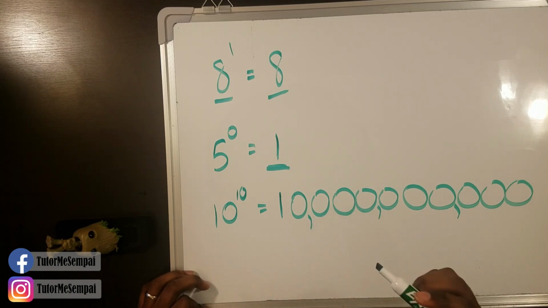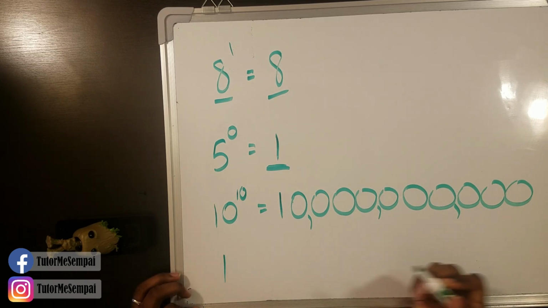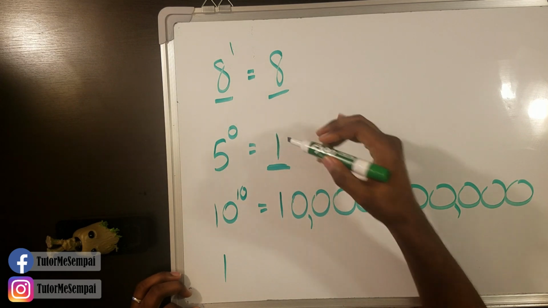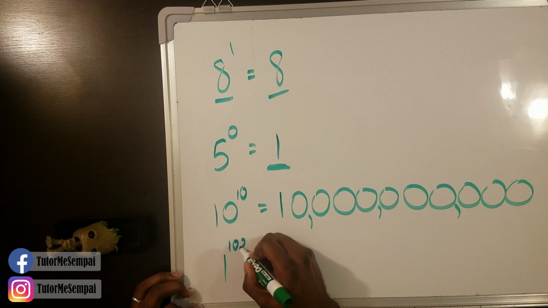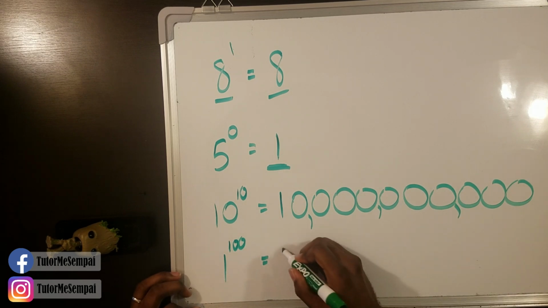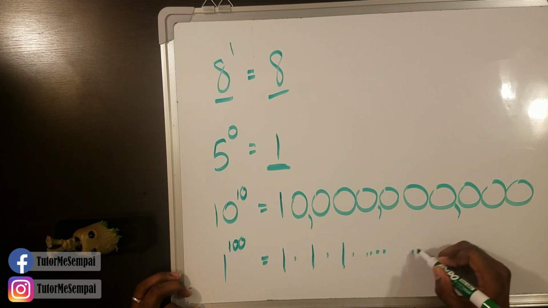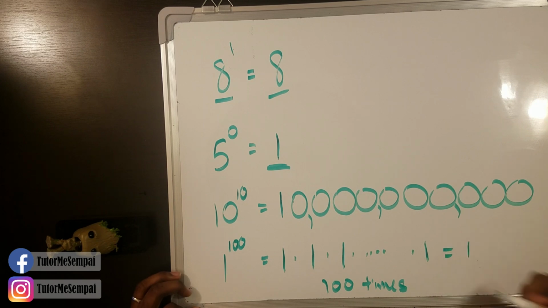So if you can remember this, this is also another one that will save you a lot of headaches in the future. Another special base is a base of 1. Similar to how any base to the 0 power always gives you 1, 1 to any power always gives you 1. So if you have 1 to the 100, you're going to be multiplying out 1 times 1 times 1 times dot dot dot times 1, 100 times. But no matter how many times you multiply 1 by 1, you're always going to get 1. So 1 to any power is just going to be 1.